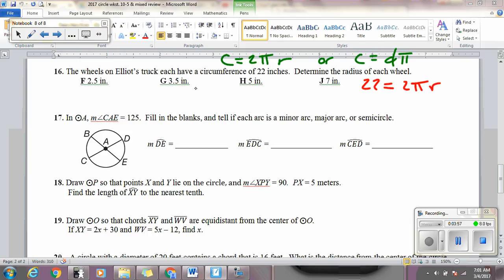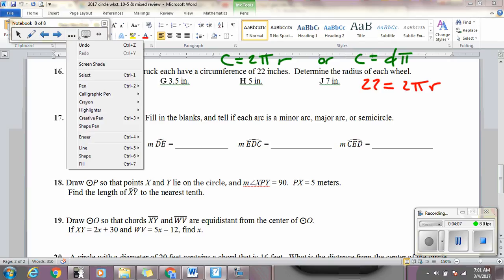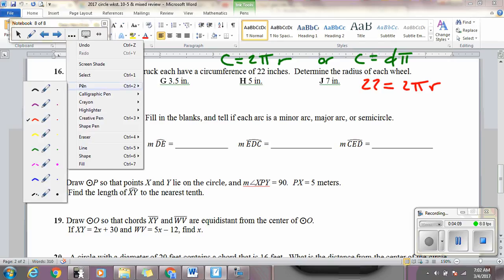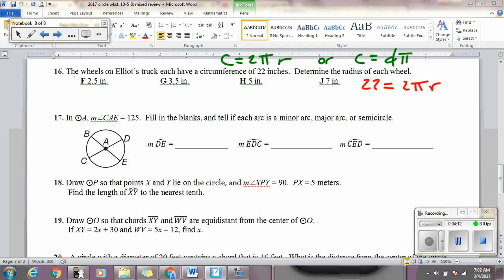And notice I emphasize the word times. So we are multiplying the 2 with the pi with the radius. So if I want radius to be isolated and left alone, I would have to divide by 2 and by pi. And you can do those at the same time. Divide by 2 and pi at the same time to remove it from the right side of the equation. And it's now on the left side. So I need to take 22 divided by 2 pi to get my radius.